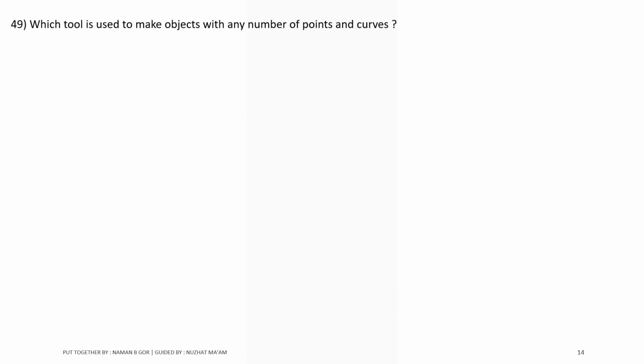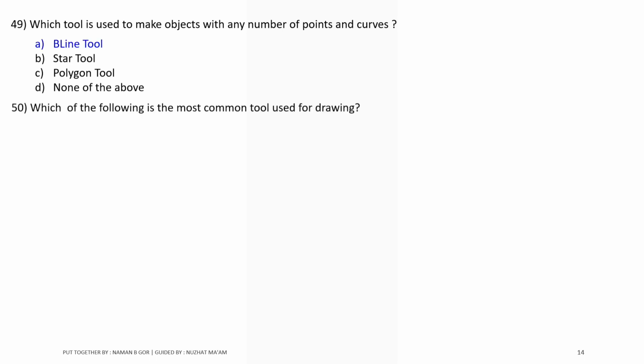Question number 49. Which tool is used to make objects with any number of points and curves? The options are A. Beeline tool, B. Star tool, C. Polygon tool, and D. None of the above. And the correct answer is A. Beeline tool.